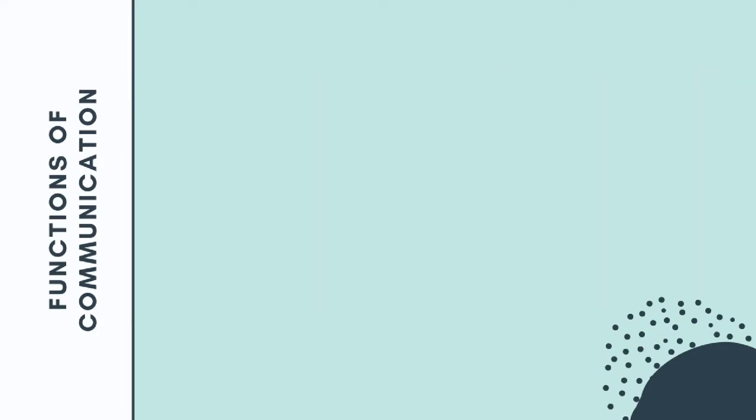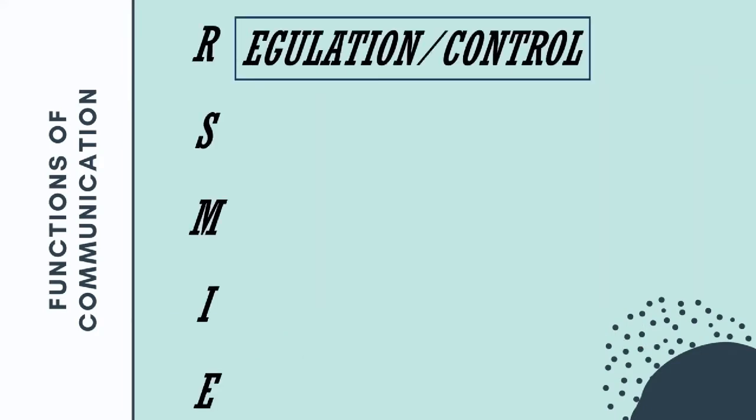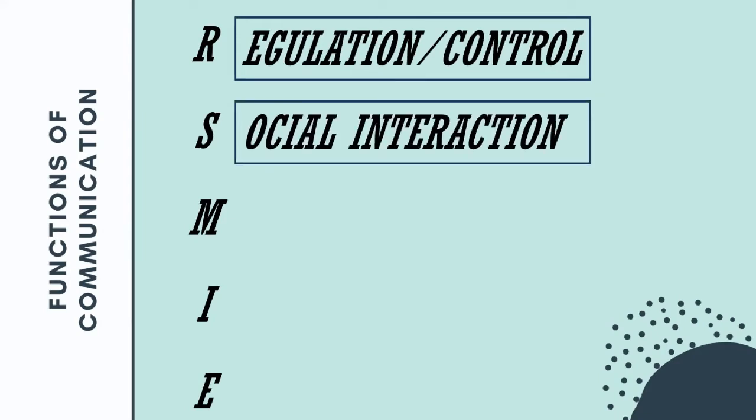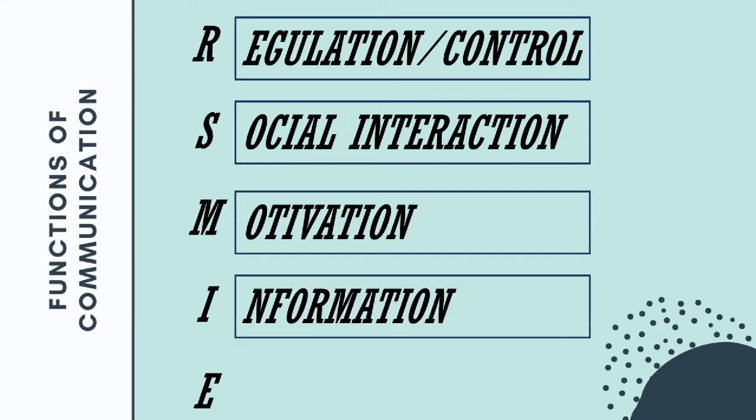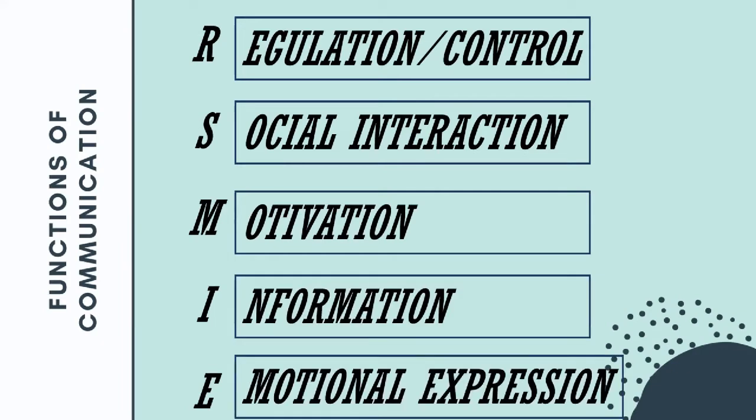You can remember these functions as RISME. R stands for regulation and control. S for social interaction. M for motivation. I for information. And E for emotional expression. RISME. Let's delve into each one.